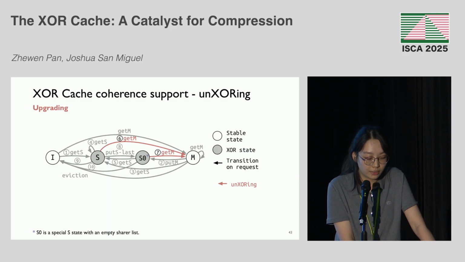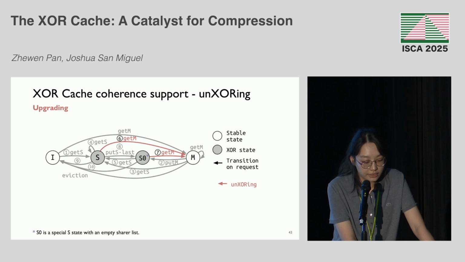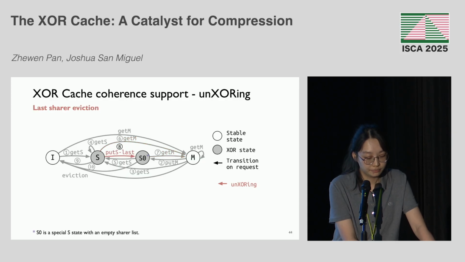So far, we talked about compression and decompression. The last piece is on-XORing. This is needed in XOR cache to make sure every line is recoverable. We will need to on-XOR a line if any of them upgrades to M state. This corresponds to transitions 6 and 7.